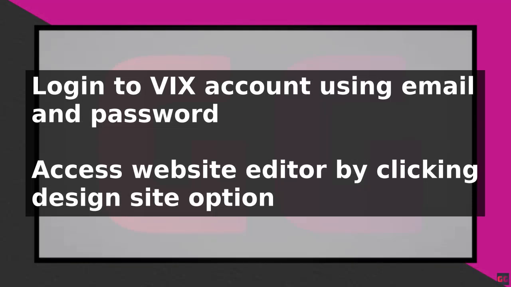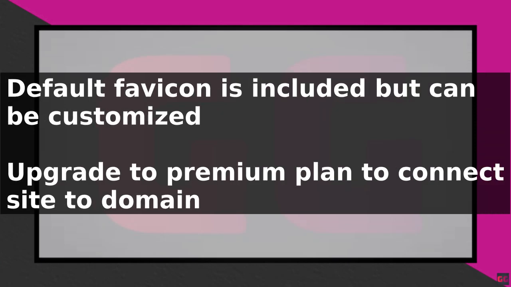To add a favicon to your website in Vix, start by logging in to your account at Vix.com using your email and password. Once you have access to your website, click on Design Site to enter the website editor. By default, Vix.com includes a standard favicon, but you can customize it by upgrading to a premium plan and connecting your site to a domain.